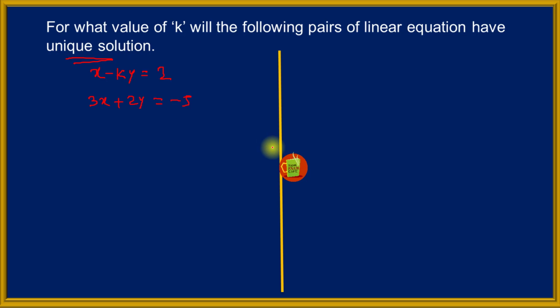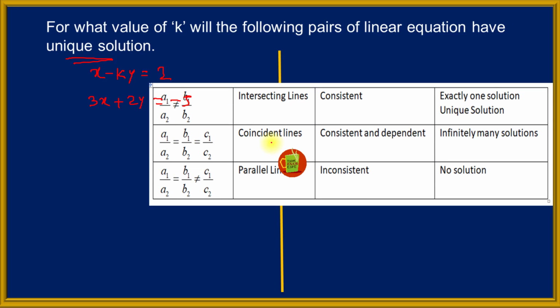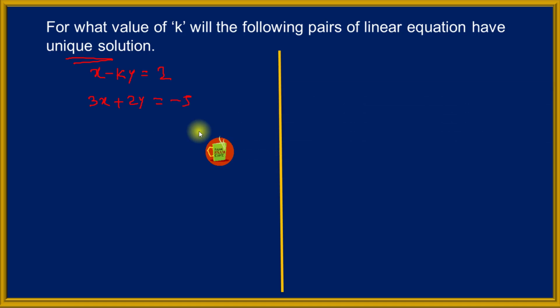Now friends, here again I revise the same thing. We have seen that if a1 upon a2 is not equal to b1 upon b2, then it will have a unique solution. If a1 upon a2 is equal to b1 upon b2 is equal to c1 upon c2, then the equations will have infinitely many solutions. And if a1 upon a2 is equal to b1 upon b2 is not equal to c1 upon c2, then the equations will have no solution. So we have to show that it will have a unique solution, so we will use the condition that a1 upon a2 is not equal to b1 upon b2.